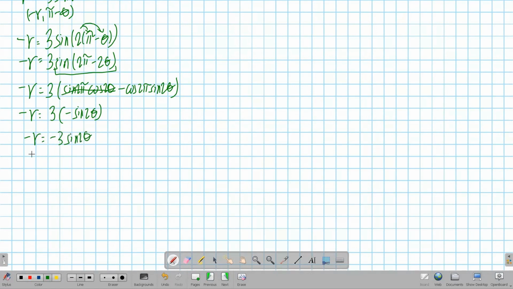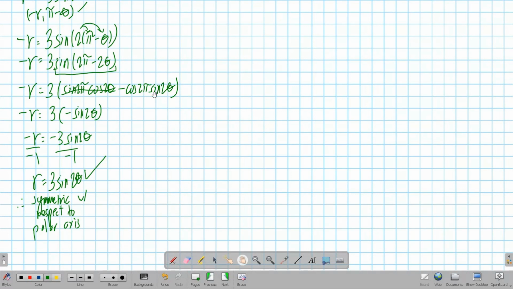Both are negative, so we can multiply both sides by negative 1. r will be equal to 3 sine 2 theta. And this works. Therefore, this is symmetric with respect to the polar axis.